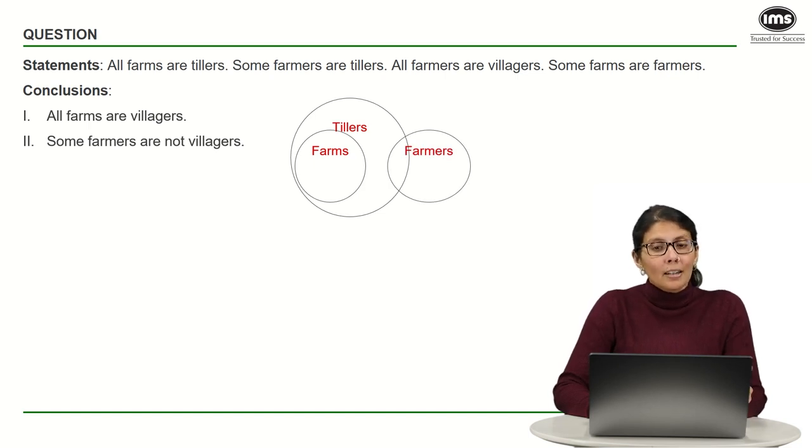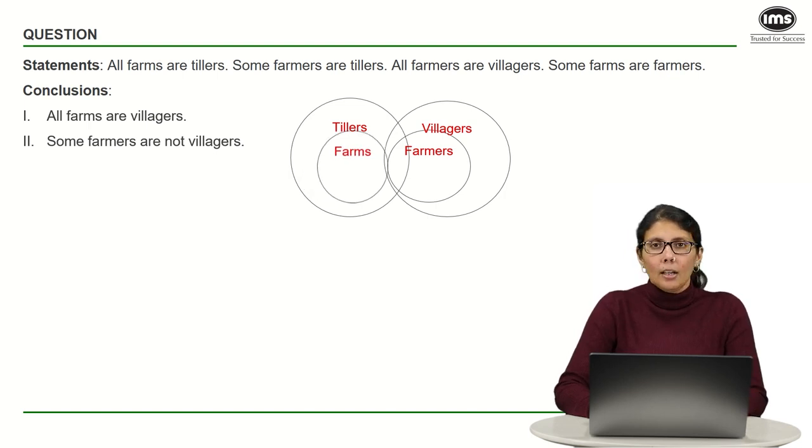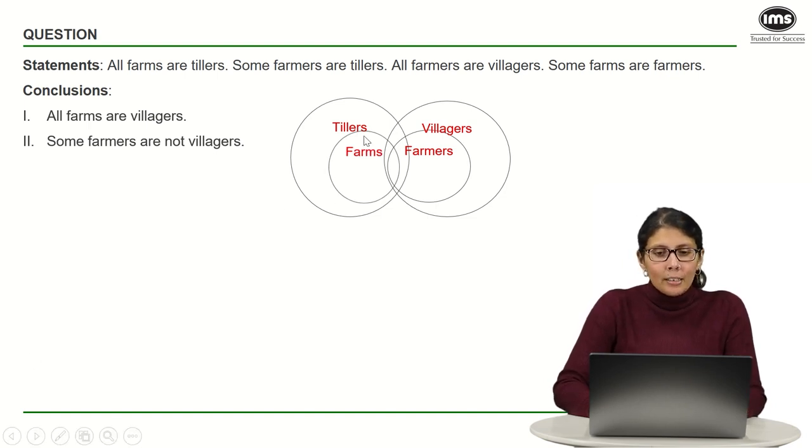All farmers are villagers. So now we have another category coming in. Some farms are farmers. So now the category farms will intersect with the category farmers. And we have our Venn diagram. Let's take a look at our first conclusion. All farms are villagers. We can see that some farms are villagers, but we can't be sure that all of them are. So we know that conclusion 1 does not follow.